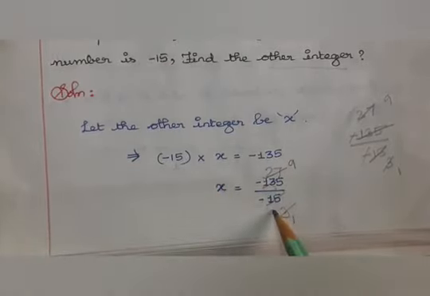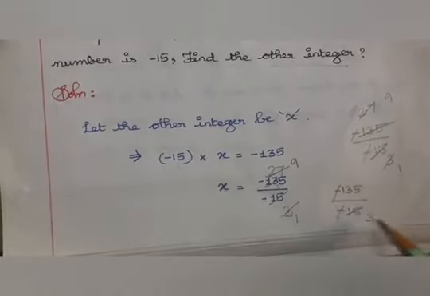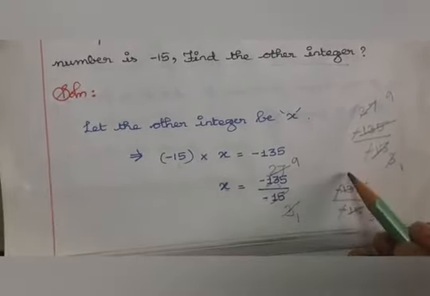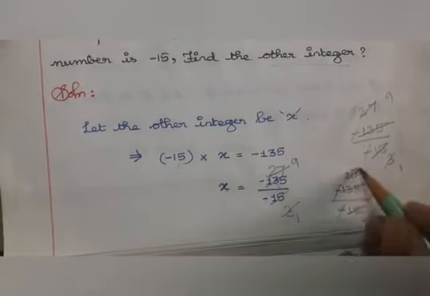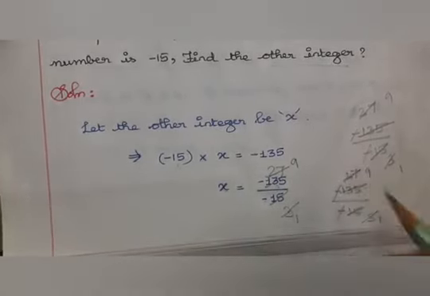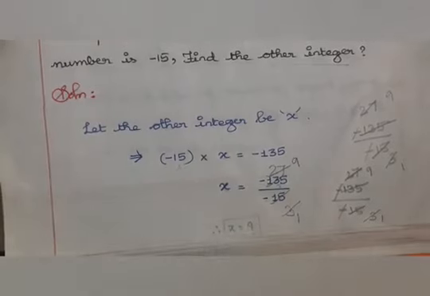So when you cancel, again we'll do it, 135 by minus 15. Minus minus get cancelled and 3 5s are 15. Here 2 5s are 10, remainder 3, 7 5s are 35. Again 1 3 is 3, 9 3s are 27. Therefore x is equal to 9. That's it. Thus the other integer is 9.